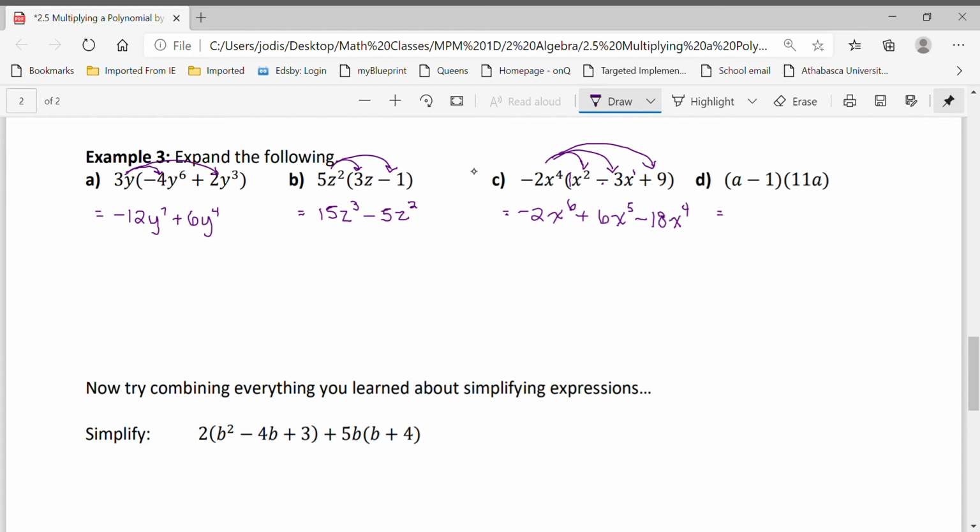Alright, last one. So it doesn't matter which way these are written. We can distribute like we have been here forward, or we can distribute backwards as well. It works the same way. So in this case, make sure you still write it in the order it was written in this first polynomial here. So I'd say 11a times a is 11a squared. And then 11a times negative 1 is negative 11a.